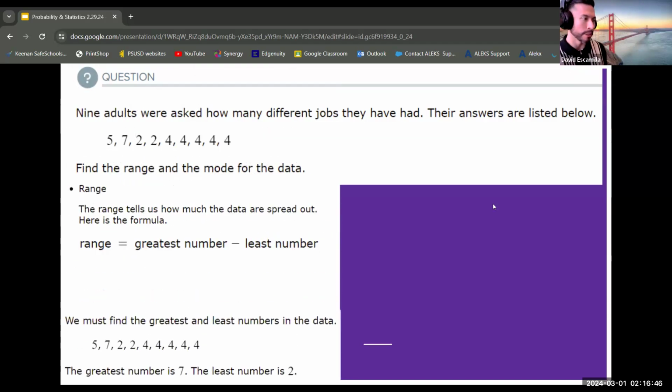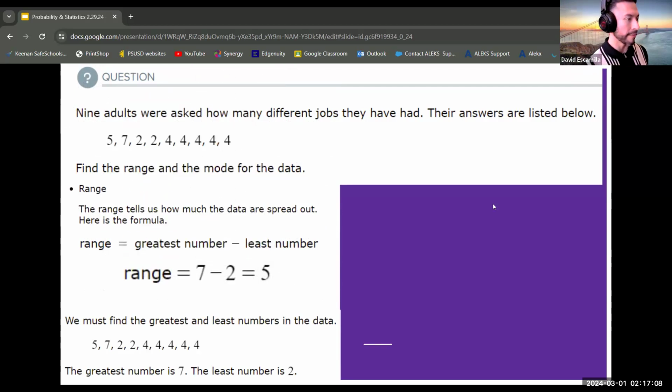So in this case, we must find the greatest and least numbers in the data. The data set is 5, 7, 2, 2, 4, 4, 4, 4, 4. From there, please take a close look into that data set. The greatest number is 7, and the least number is 2. That's all we need. So the range equals 7 minus 2, which is 5. Once again, this number 5 is telling us how spread out the numbers in this data set are.